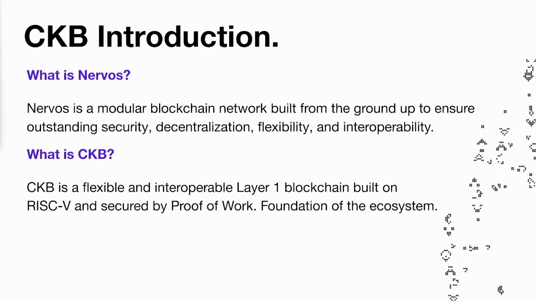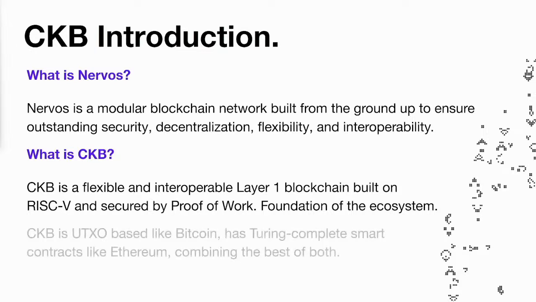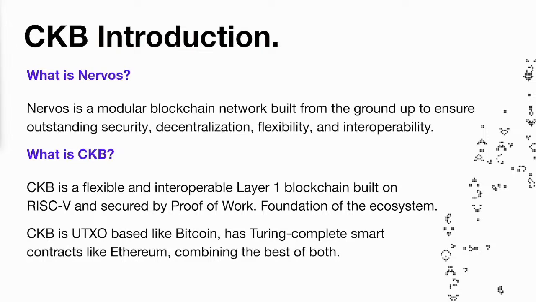So I want to just quickly point out that Nervos Network is actually a multi-layer ecosystem, and we have EVM-based layer 2s. But today we're just focusing on the layer 1 blockchain, that's CKB, and that's UTXO-based. So CKB is UTXO-based like Bitcoin and has Turing-complete smart contracts like Ethereum. It's combining the best of both worlds.